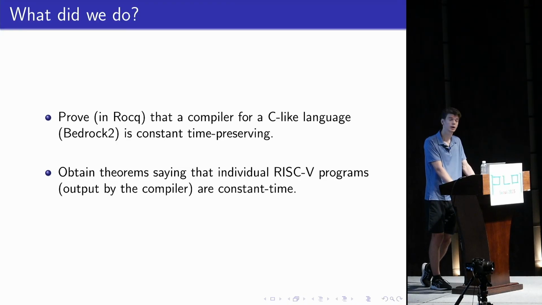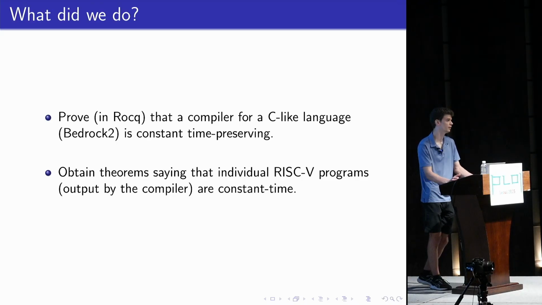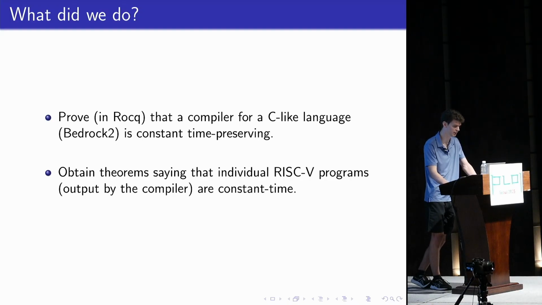So for the project that I'm going to describe here, we wrote a proof in Rocq that a compiler for a C-like language is constant time preserving. By constant time preserving, I just mean: give it a constant time program as input, you get a constant time program as output. And the point is that we can compose this compiler theorem with theorems saying that source programs are constant time to obtain final theorems saying that individual RISC-V machine code programs are constant time.